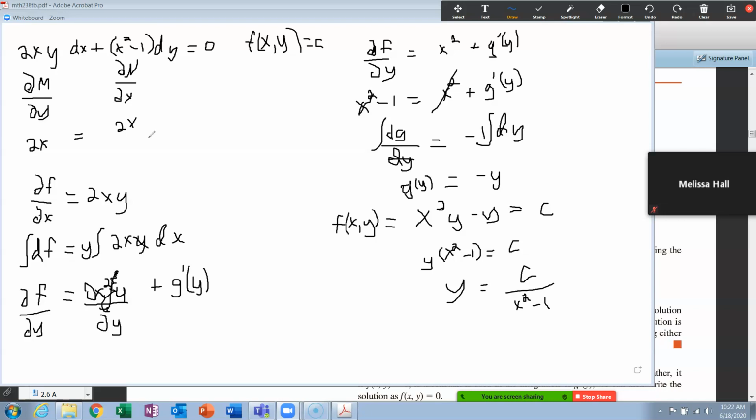Those are our two ways of giving the answer. Here's one answer that's perfectly legitimate: x squared y minus y is equal to c. Just factoring out the y, you could write that as y times x squared minus 1 is equal to c. That's a perfectly fine answer. Or dividing both sides by this, that gives you y is equal to c over x squared minus 1. Okay? So, with that in mind, let's go back to our book.